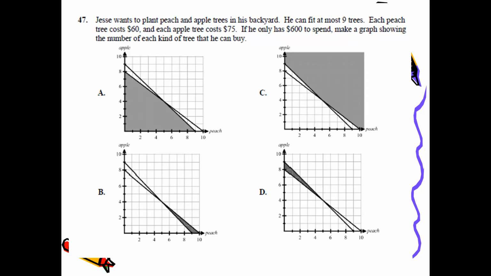So Jesse wants to plant peach trees and apple trees. He can fit at most 9 trees, so no more than 9 trees, whether it's peach or apple. Each peach tree costs $60 and each apple costs $75. If you only have $600 to spend, make a graph showing the number of each kind of trees that he can buy.